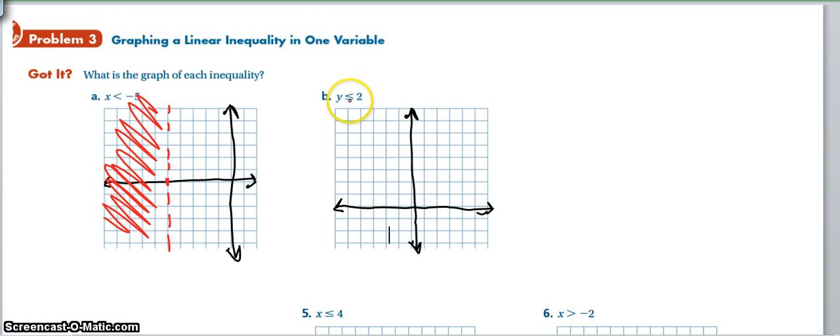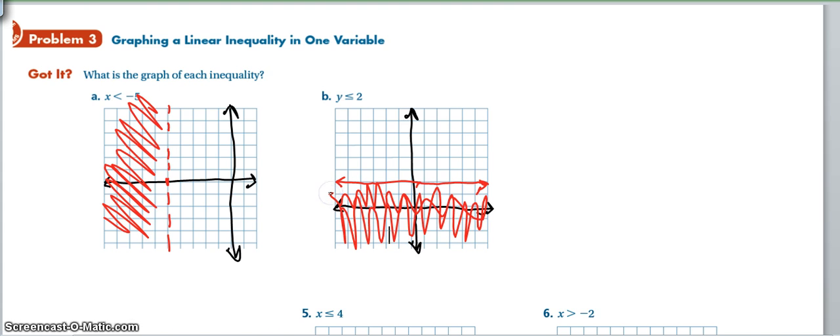If I come over here to y being less than or equal to 2, I would have to set up the line y equal to 2, and I can have a solid line because the or equal is there. And then y less than or equal, that means I need to shade below it. So all of those are possible values. Go ahead, try 4 and 6 on your own.